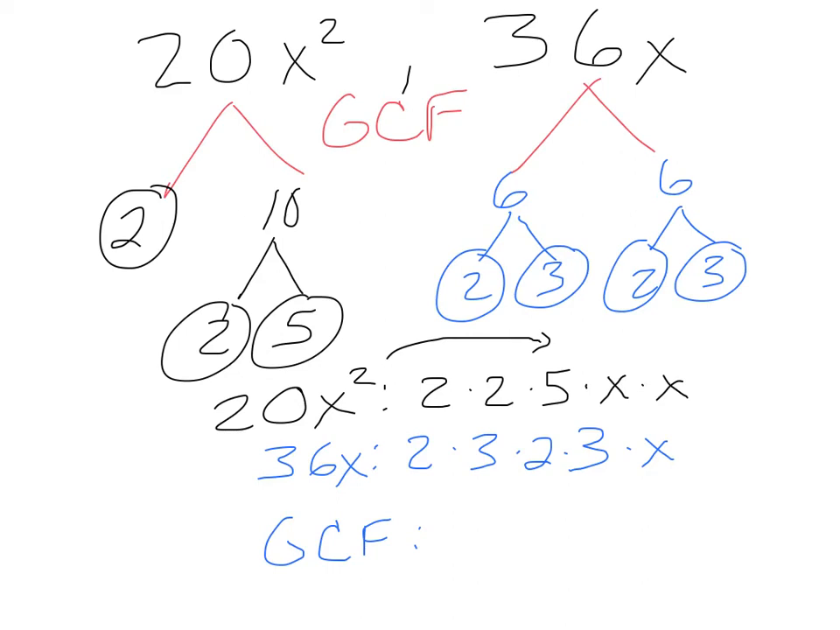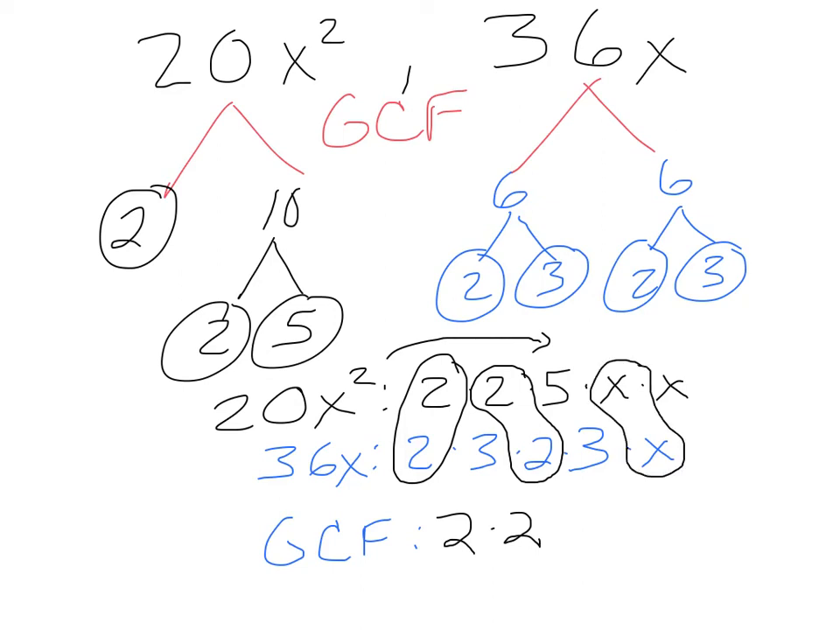In this prime factorization, what do they have in common? They have a 2, so write it. What else do they have in common? Here's another 2 that matches with this 2, so write it. And lastly, they have an x that matches with an x, so write it. The GCF is 2 times 2, which is 4, and they have an x. 4x is the GCF.